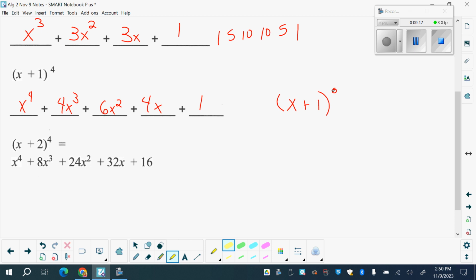So what is x plus 1 to the 0? Anybody else know what x plus 1 to the 0 would be? It's 1, that's right. And so that's where that row 0 comes from. If we take a binomial, put it to an exponent of 0, we get a 1. Okay? So, what's different on the very last one?